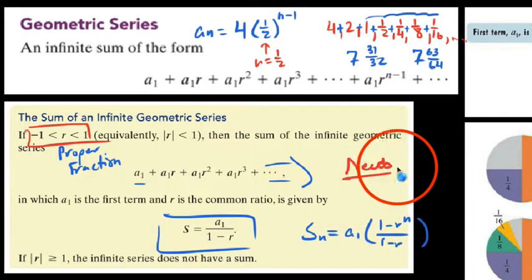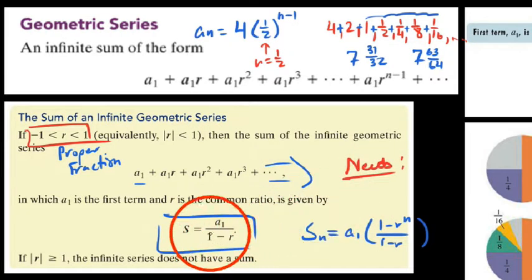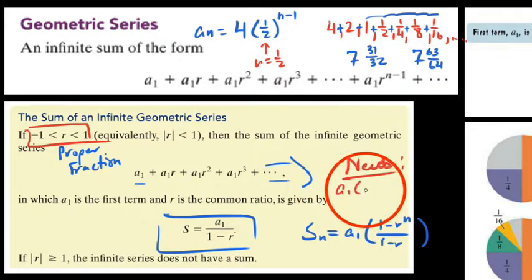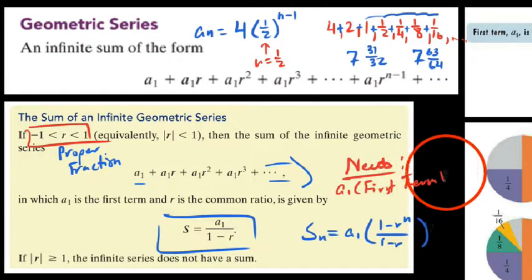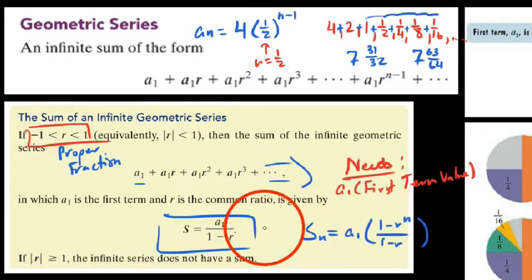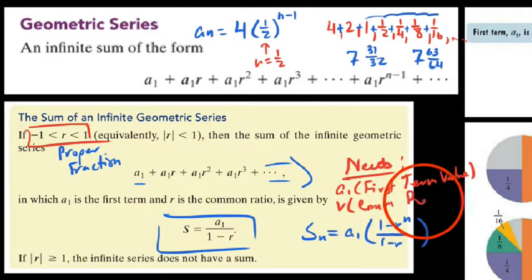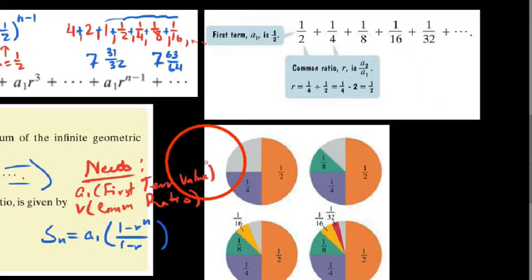And these needs are basically going to be these. If you want an infinite sum, we need a1, which is our first term. We're going to need to know our first term value. And then we're going to need to know r, which is our common ratio. Very good?